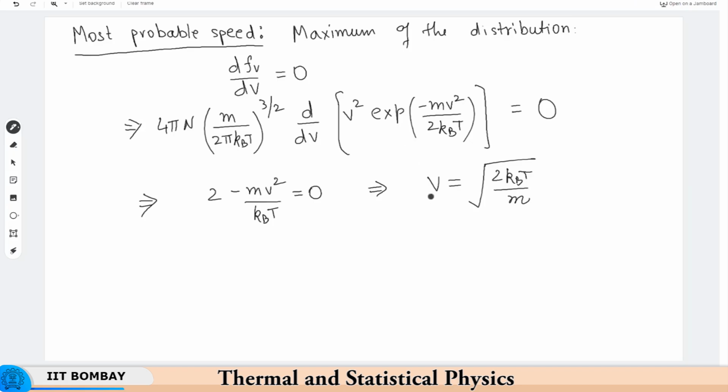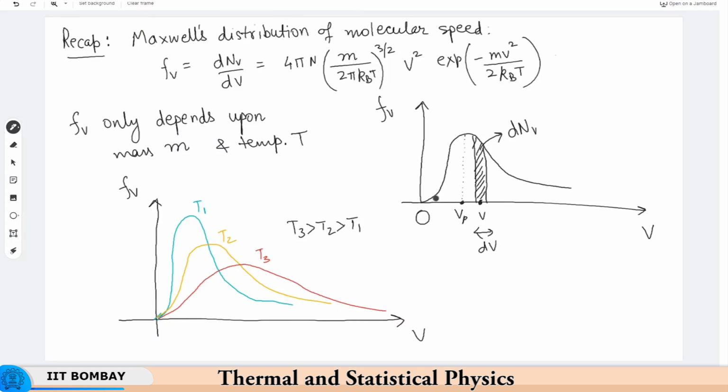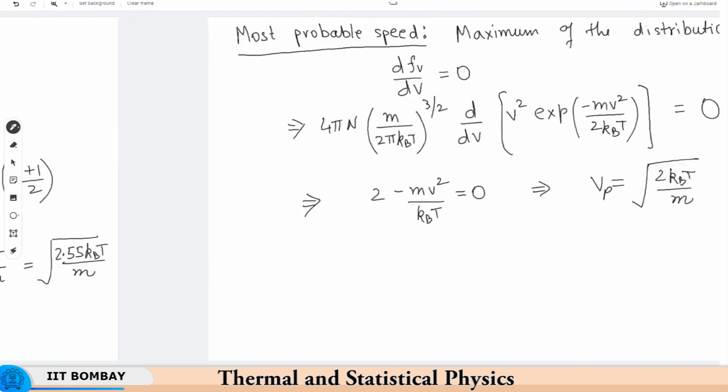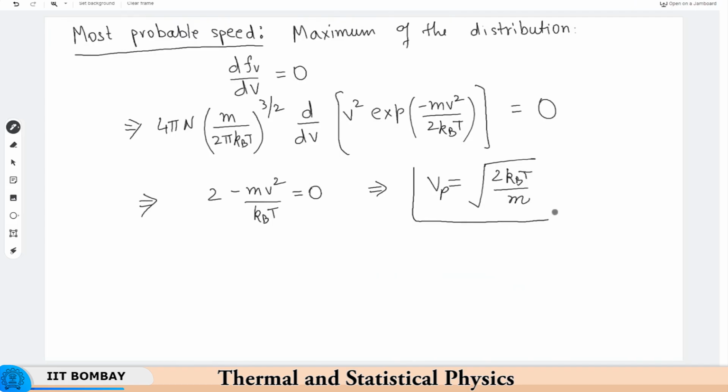So what it is saying is that for this velocity or for this speed, the distribution achieves a maximum. This is basically V_p that I marked here. So, this is the most probable speed with which gas molecules are moving. So, this is the most probable speed.